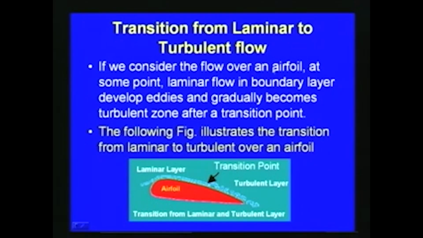turbulent flow. If we consider the flow over an airfoil, as you can see here, the free stream velocity is coming here, and this is the airfoil, and the boundary layer formation takes place. This is the laminar layer, and after some time disturbance starts, and here we can identify the transition point. Finally, as we have seen in earlier cases and discussed in earlier lectures, the turbulence is created, and the boundary layer transforms to turbulent like this. If we consider the flow over an airfoil, at some point the laminar boundary layer develops eddies and gradually becomes a turbulent zone after a transition point. So this is that transition point as explained in this figure.